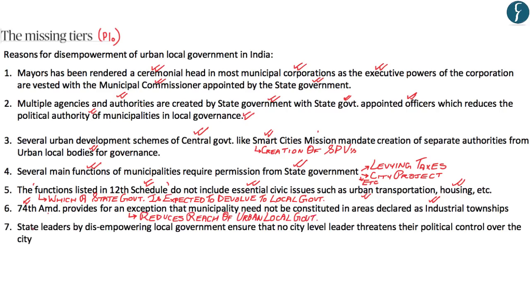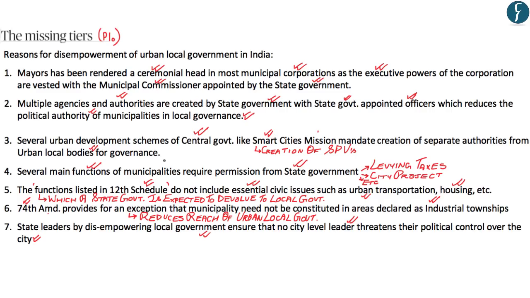Now, the seventh and the final reason given by the author for the disempowerment of urban local government in India is that state leaders have disempowered local government so that they can ensure that no city level leader threatens their political control over the city. Now, the seventh reason is the political reason given by the author, wherein state leaders who want to ensure that their political power remains intact and that no city level elected representative threatens their political control over the city have significantly reduced the power of urban local government. And moreover, such leaders in state government also have no incentive to further empower local government.